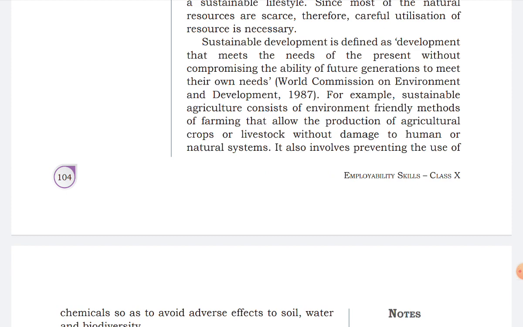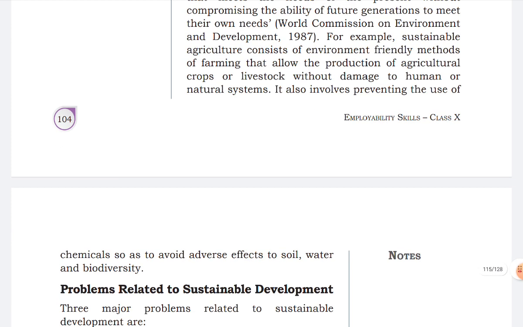Sustainable development is defined as development that meets the needs of the present generation without compromising the ability of future generations to meet their own needs, and this was given by the World Commission on Environment and Development in 1987. For example, sustainable agriculture consists of environment friendly methods of farming that allow the production of agricultural crops or livestock without damage to human or natural systems. It also improves the quality.